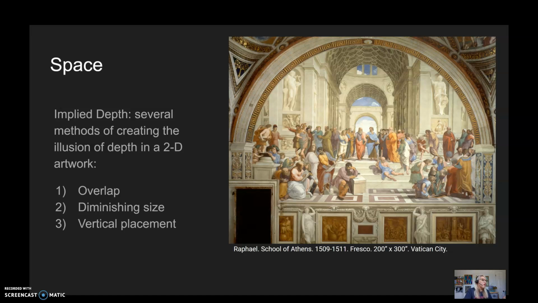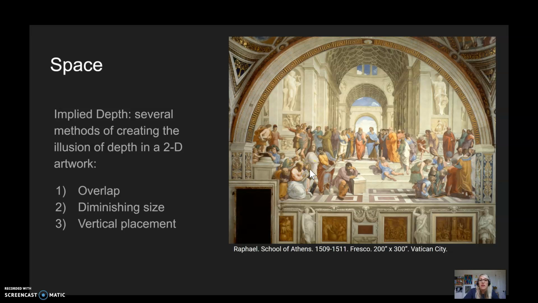Okay, we're moving on to space. So this is another element. And there are several ways that you can imply depth or space in a two-dimensional artwork. And these are the main three right here. Number one, you can have something overlap something else. So obviously, if part of a figure, like let's look at this person here in the front, is covering up something else, you know that this figure is closer to you than this figure because it is overlapping.